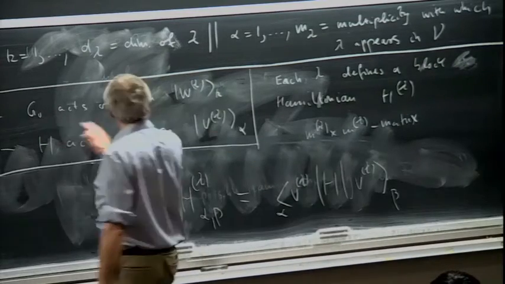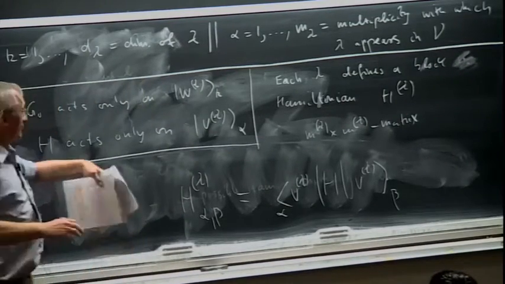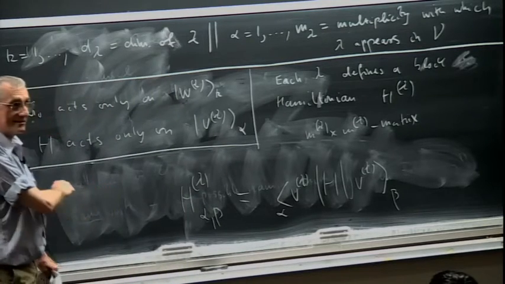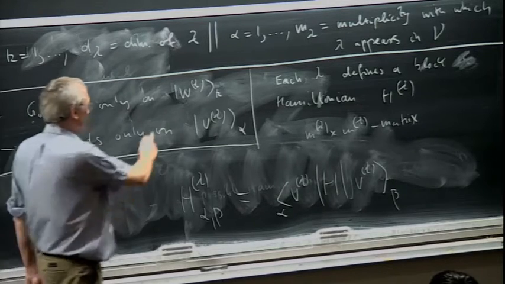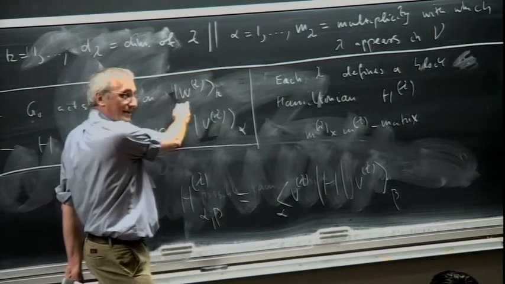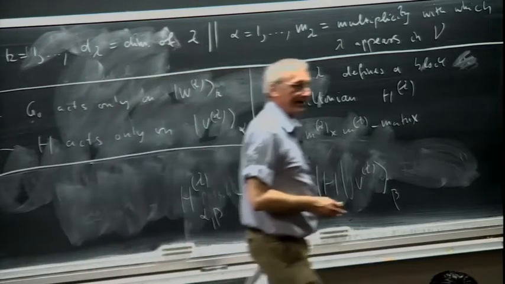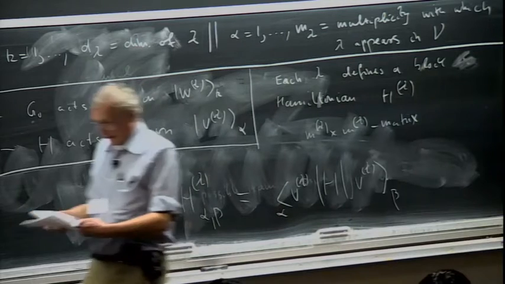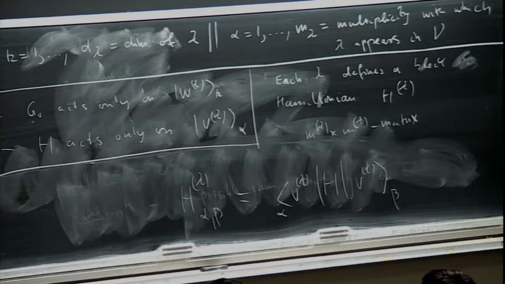G naught acts on W. So if I take a group element in a group, I can have a matrix element of the representation in the W's, and that's just the representation matrix. I'm not saying anything like that at this point. It's just group theory at this point. So it's a very general thing, obviously. All right.